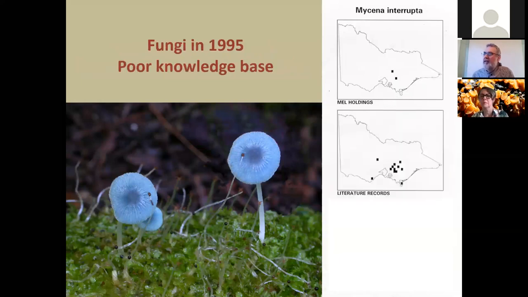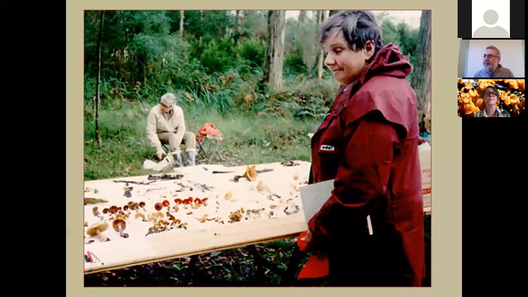And then I looked in the literature, and that was the scattered things like the foray lists. For each one of those, I had to find the list, then work out where the locality was, work out the latitude and longitude, and plot it on a map. And even after that, there were a few more records up here in the Central Highlands and the Otways and down at Wilson's Prom, but it still didn't quite look like a proper distribution map. So that was the genesis of Fungimap, realising that there was a low base of information and a lot of potential to add information.